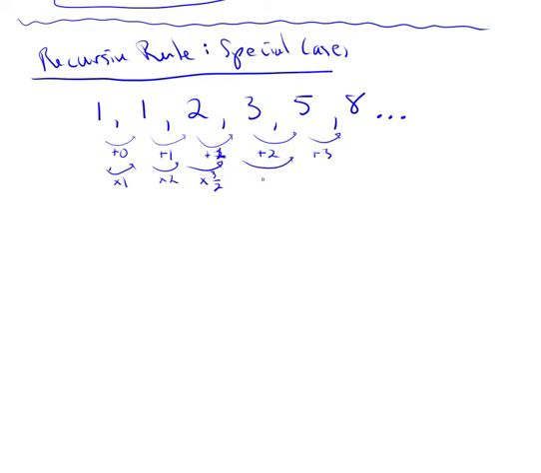The next one would be times 5 over 3, and the last one would be times 8 over 5. And so it doesn't work for arithmetic, doesn't work for geometric, but there is a pattern here, and we can kind of see what happens. There's something kind of interesting that happens.